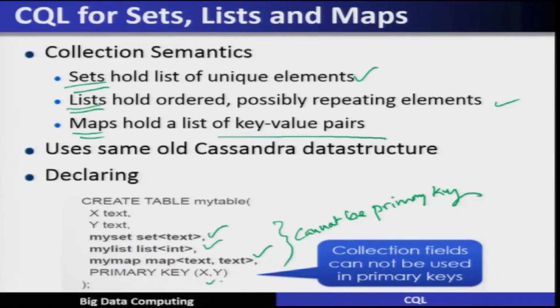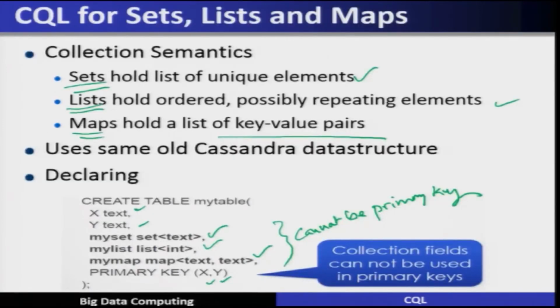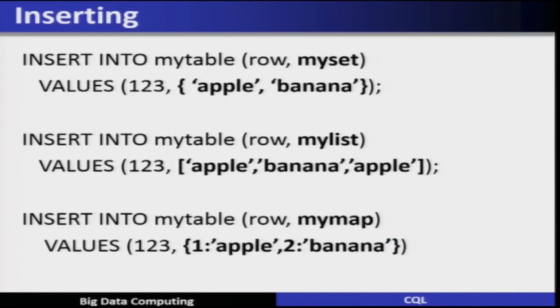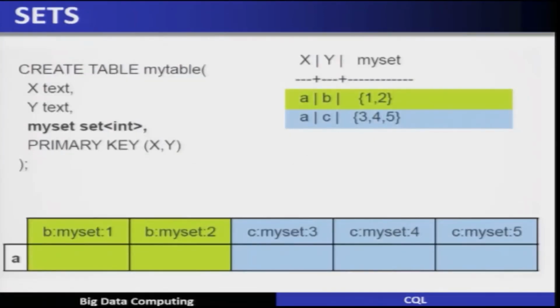So, the primary key will be from the normal attributes, that X and Y can be the primary key. Now, there are some operations, all these operations are supported to insert into the table these values, whether it is lists or sets or maps or the normal values. These values can be inserted using the insert into command of SQL. Similarly, we can update it, we can add and we can delete the values.